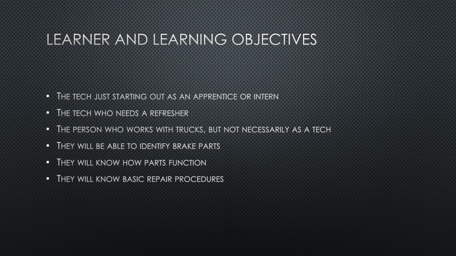For objectives, they should be able to adapt to this class, able to identify brake parts and systems. They should know drum brakes from disc brakes, the different parts of the air brake system, the two parts of the air brake system, such as primary and secondary. They should know what the role of the part is, what its function is, and they should also be able to do a few basic repair procedures as well.